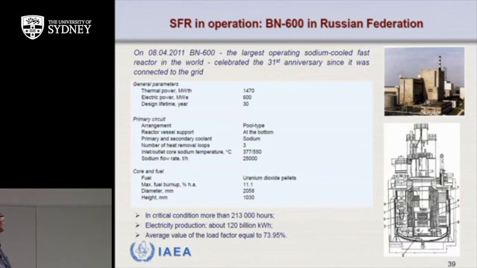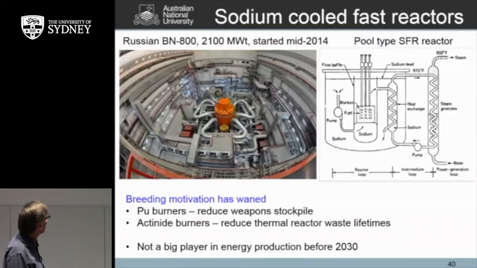There's a few fast reactors on the grid. Here's an example of one news item, one operating in Russia. It's a sodium-cooled fast reactor. It's been operating for more than 30 years and it works fine. The Russians have put online a new BN-800. It's a slightly higher power sodium-cooled fast reactor. This is a pool type reactor. You have a pool of sodium, and in principle it can breed some fuel.